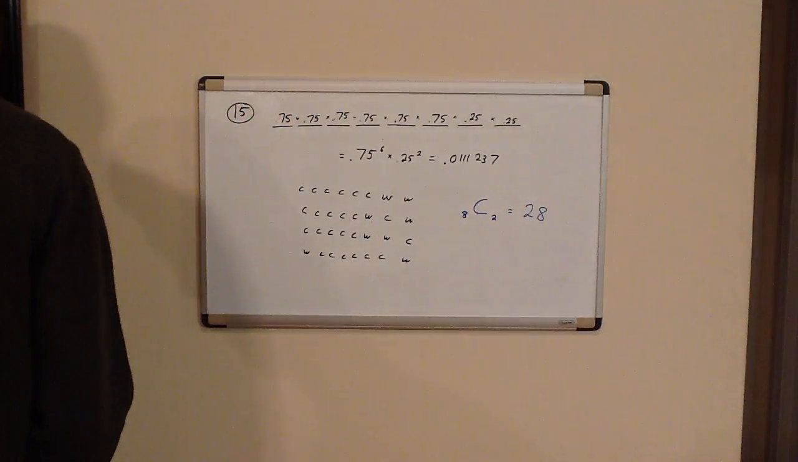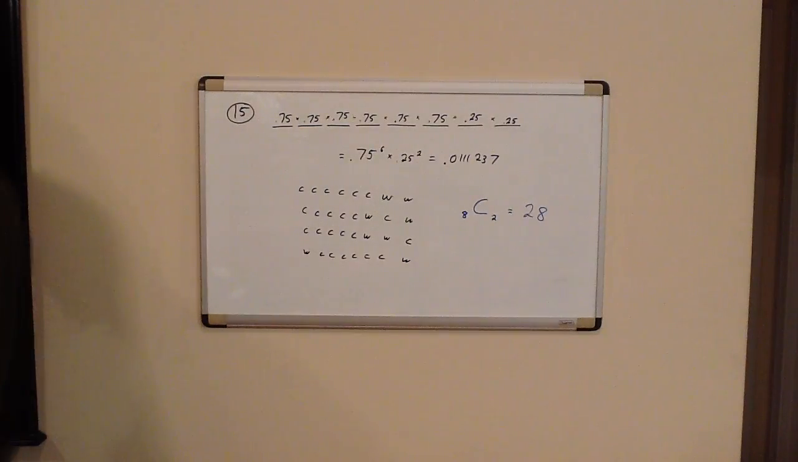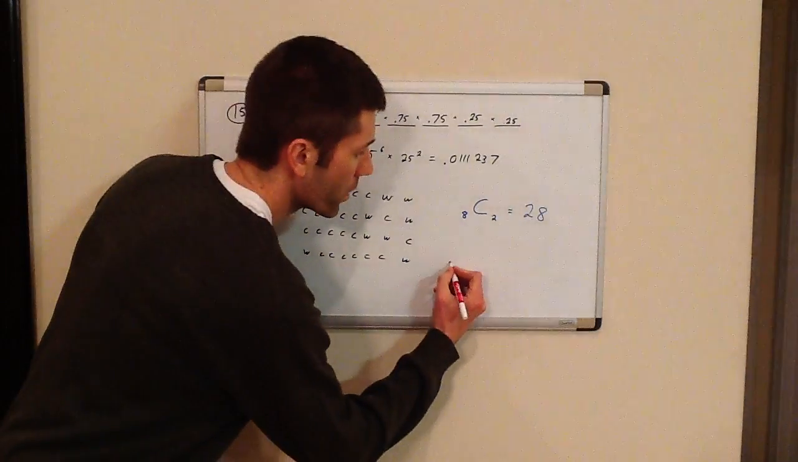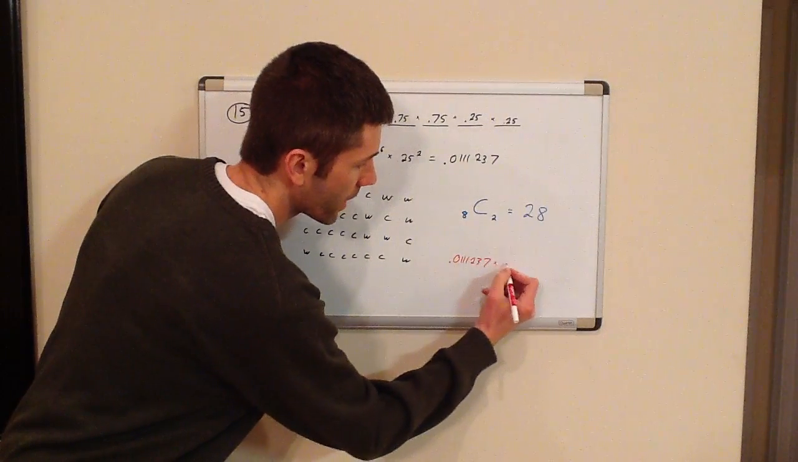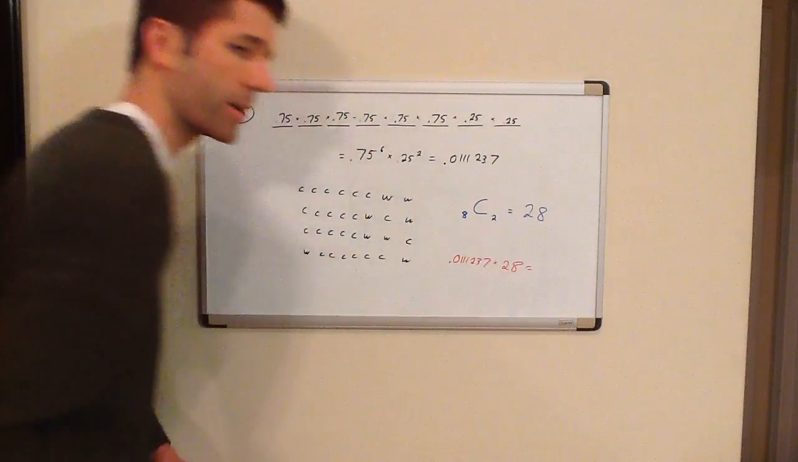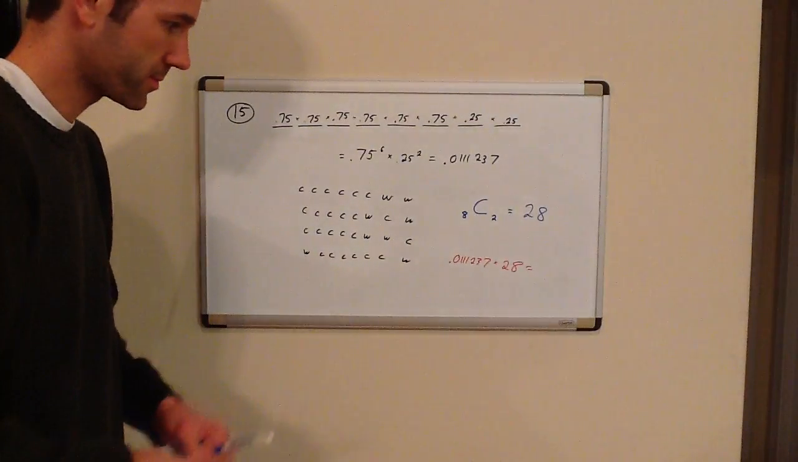There's an easy way to solve this. Let's do it. 0.0111237 times 28. Not going to give you the answer at this point. I think it should be obvious. There you go.